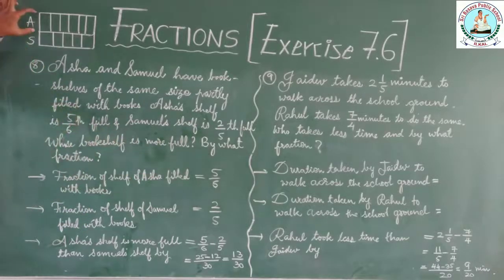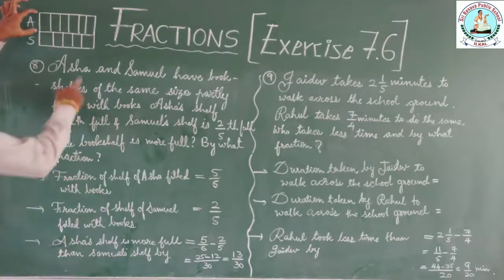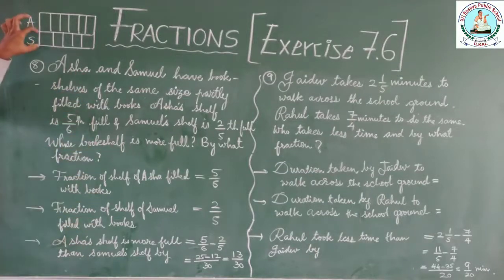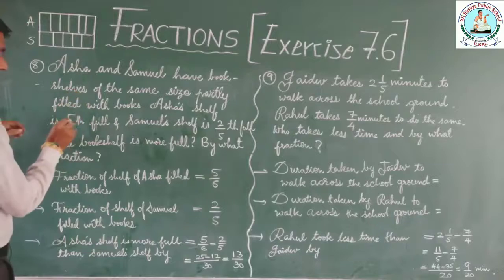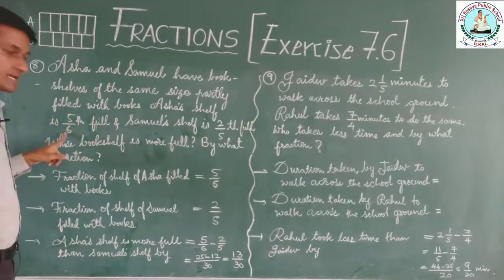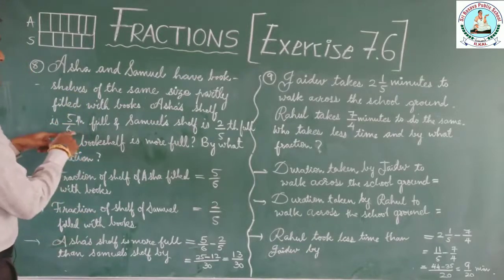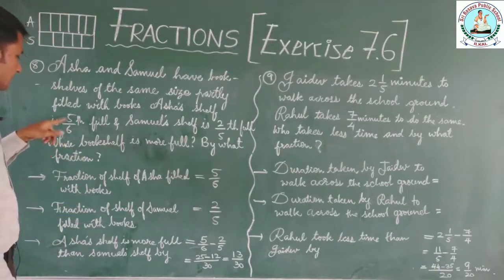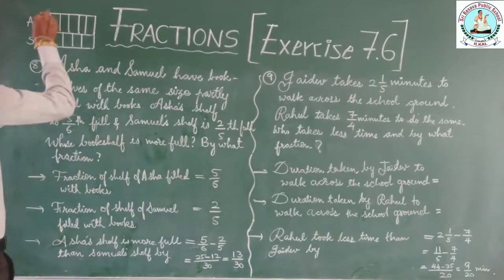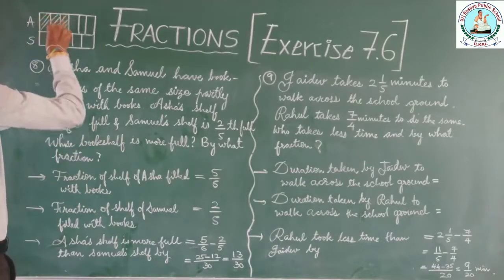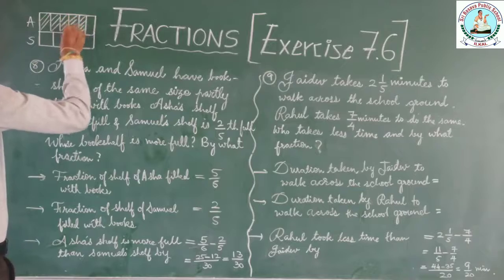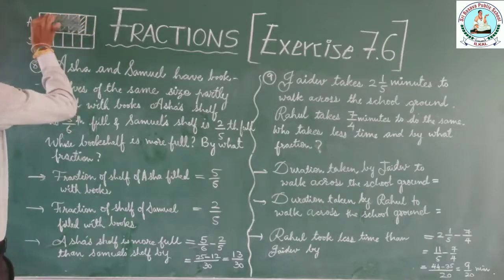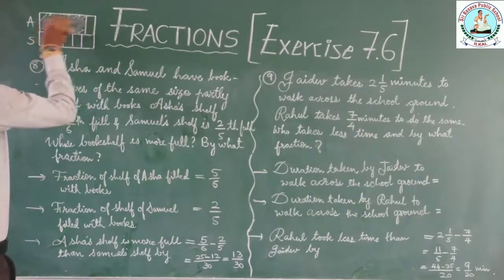Imagine that this is the bookshelf of Asha and this is the bookshelf of Samuel. So when you look at the fraction of the shelf of Asha, that is 5/6. What it represents? It represents that there are 6 parts in the shelf, and out of 6 parts in the shelf, 5 parts are filled with books. See here, first 2, 3, 4, 5.